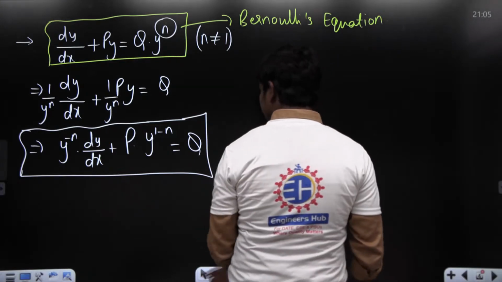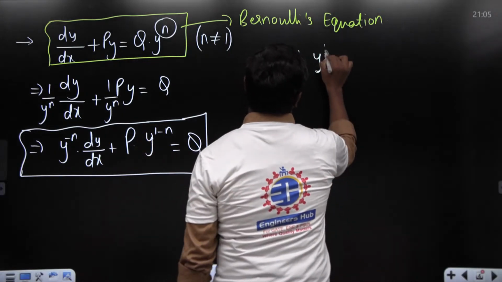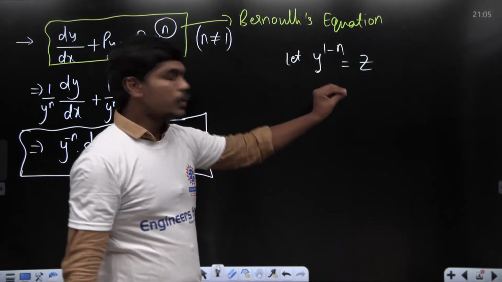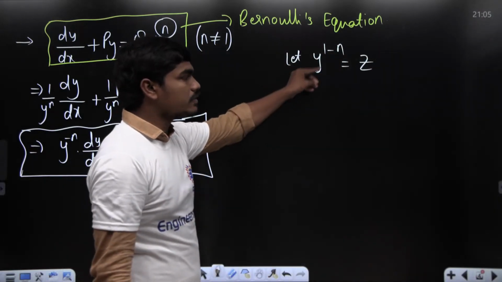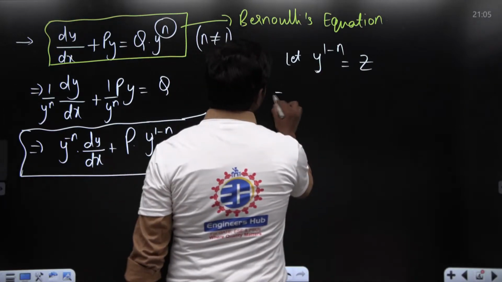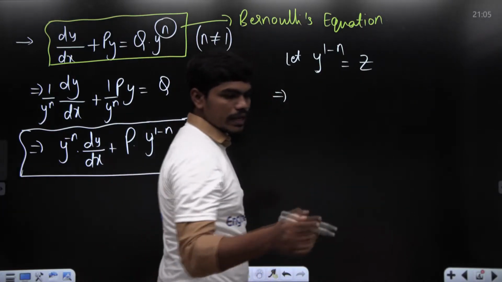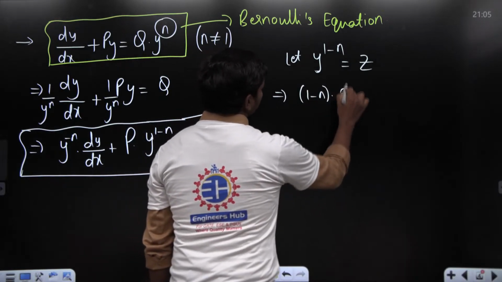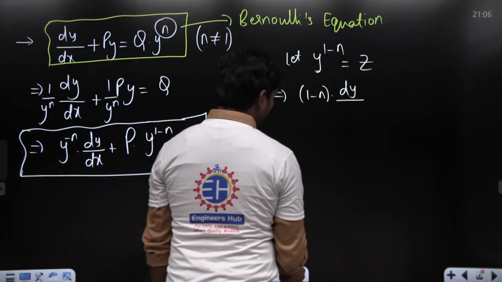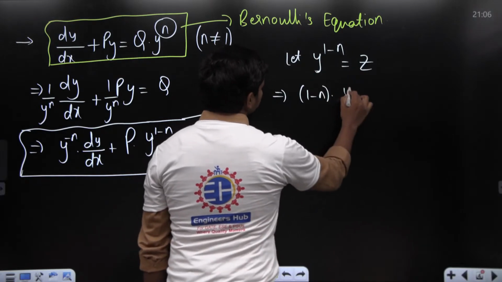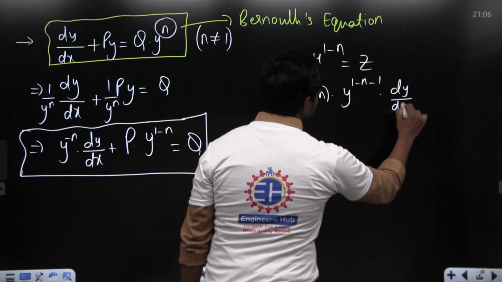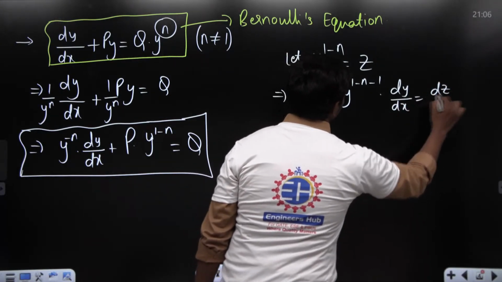So now if you treat this y power 1 minus n as z, some variable that I am introducing newly into this differential equation, let y power 1 minus n be equal to z. Now can you tell me, if I differentiate this with respect to x, what term will I get? 1 minus n into y power 1 minus n minus 1 into dy by dx is equal to dz by dx. This is what I will get.